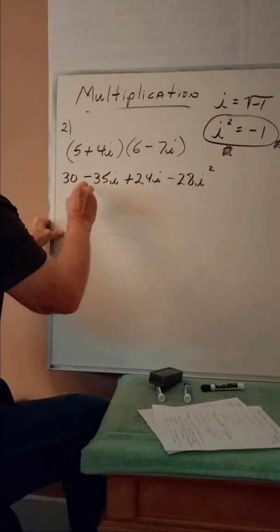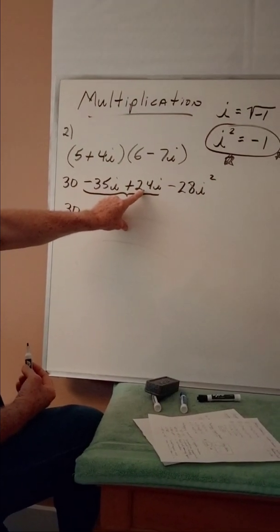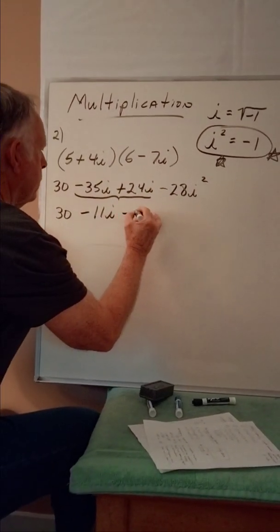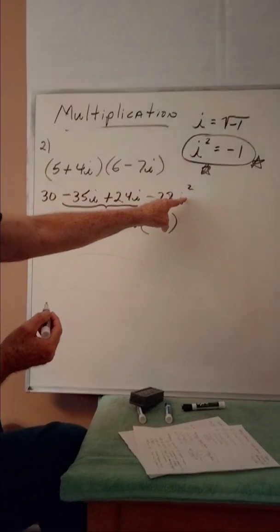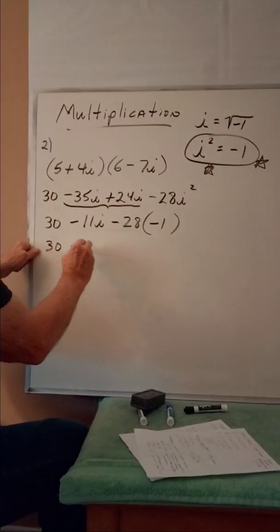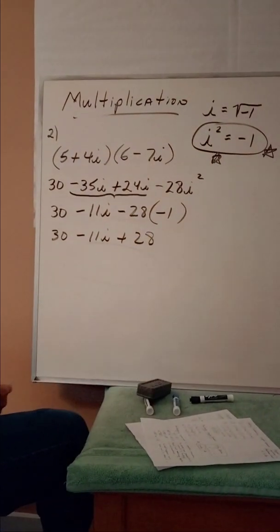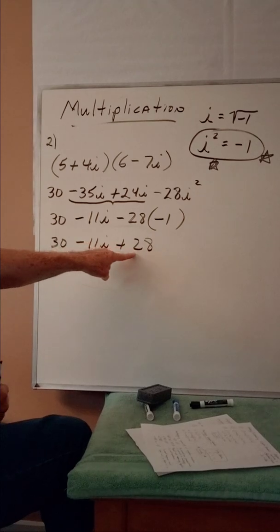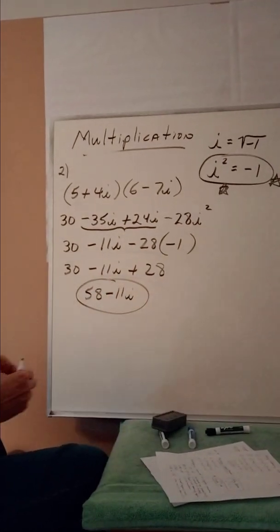Let's combine these like terms. A -35i coupled with a positive 24i is a -11i. Then bring carefully down that -28, and that -28 is going to have to be multiplied by the value of i squared, which is -1. We'll then have 30 minus 11i. -28 times -1 would give a positive 28. I'm not going to commute, I'm just going to add them right from here to save a line. 30 added to 28 would give us 58 minus 11i, a plus bi, done.